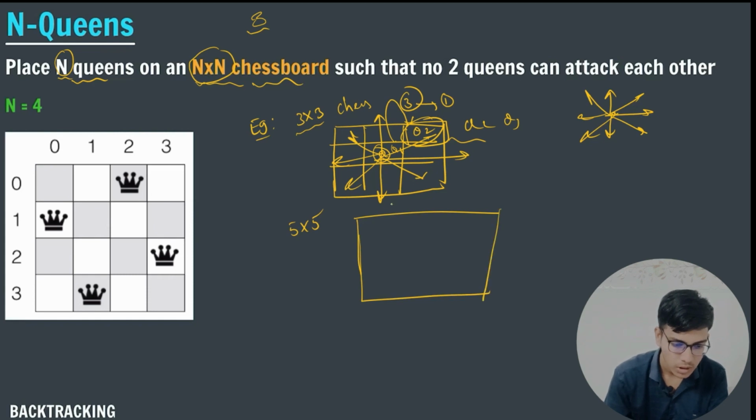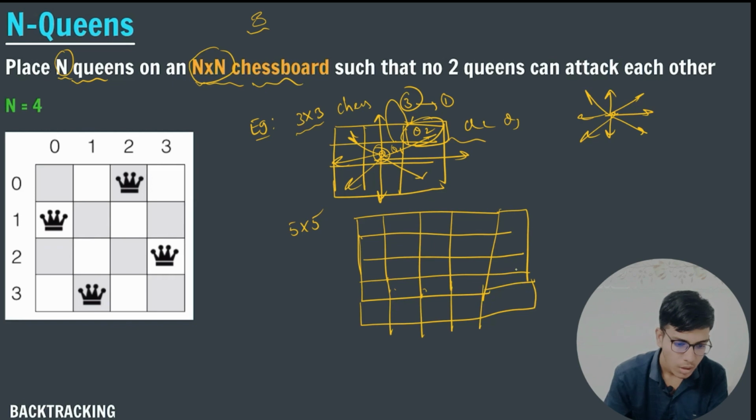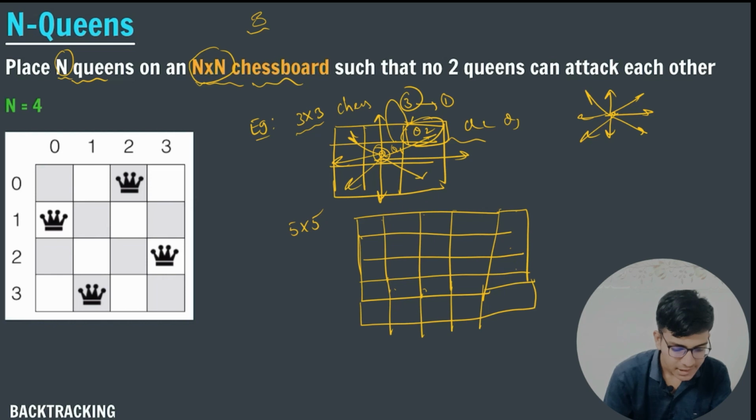First 1, 2, 3 and 4. Okay, this is my 5 cross 5 chessboard. Suppose let us consider that I am placing my first queen here. So if I place my first queen in this position, then this whole line will be unsafe. After this, the whole line will be unsafe.